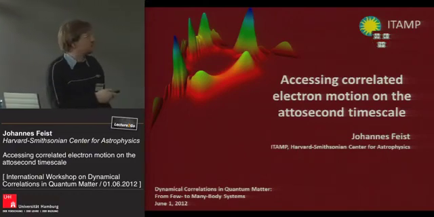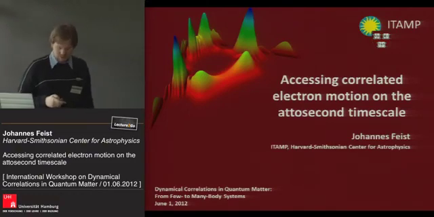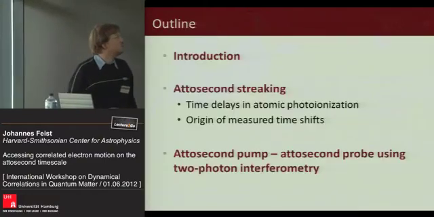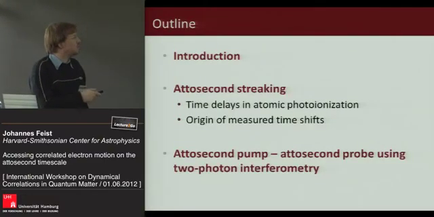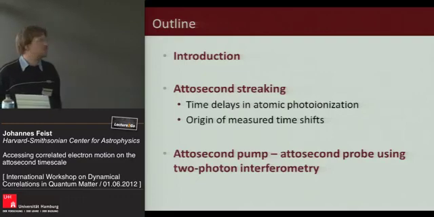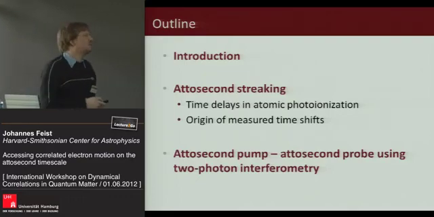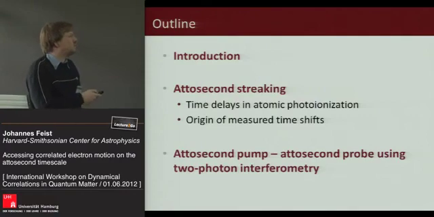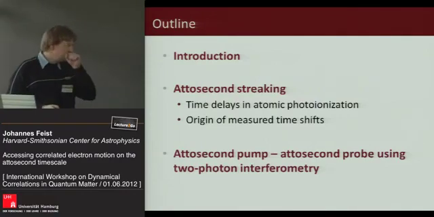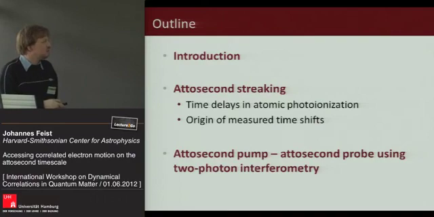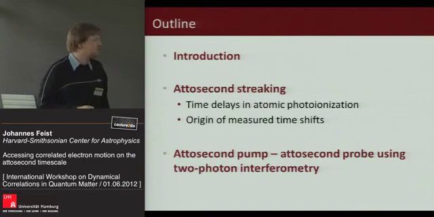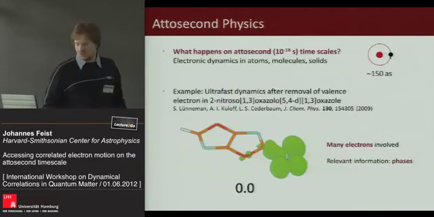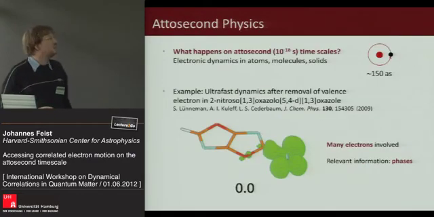I'll be talking about trying to access correlated electron motion on attosecond timescales. Just a short overview after the introduction: I'm going to be talking about two main topics, mostly attosecond streaking, where the goal is to extract time delays in atomic photoionization, where we are interested in figuring out what the real origin of the measured time shifts are. And then I'm going to be talking about the method for doing an attosecond pump, attosecond probe experiment using two-photon interferometry.